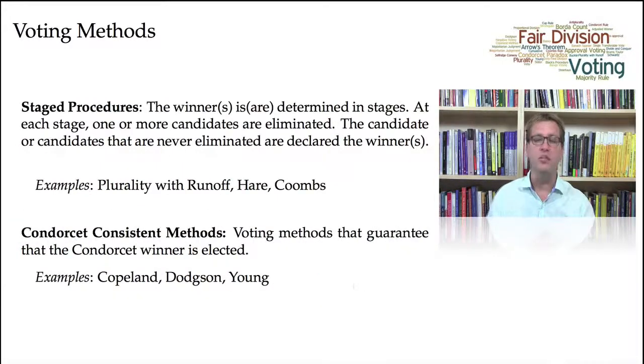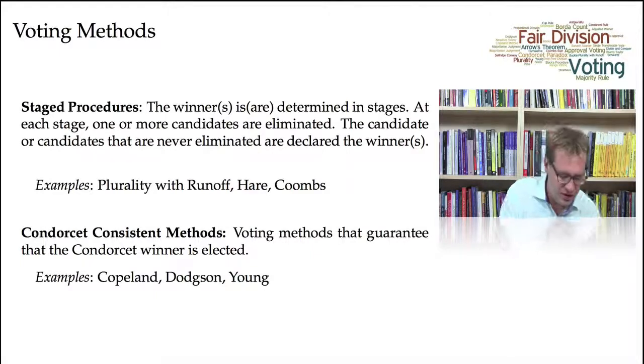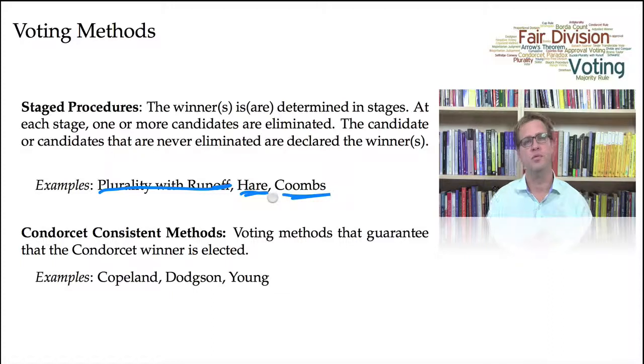A third class of voting methods are the staged procedures. Here, again, we ask the voters to rank all of the candidates or alternatives. What happens is that voting proceeds in stages. In each round, we remove one or more of the candidates until we end up in a situation in which only one candidate wins or a set of candidates is tied for the winners. Examples of methods that fall into this category are plurality with runoff, the Hare system, and the Coombs rule.